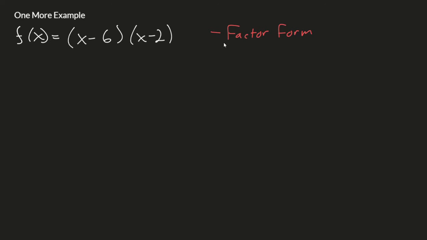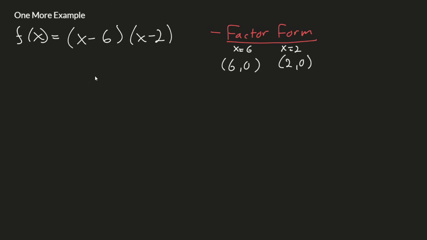In this final example, we're going to start with a function in factored form, and it's going to be (x minus 6) times (x minus 2). Okay, so first thing we do is we make note this is our factored form, or factor form. And the reason we call it our factor form is because we have all the factors of our quadratic, and we can easily identify the zeros of our function, right? We see there's a 0 at x equals 6 and a 0 at x equals 2. That is at the points (6, 0) and (2, 0).